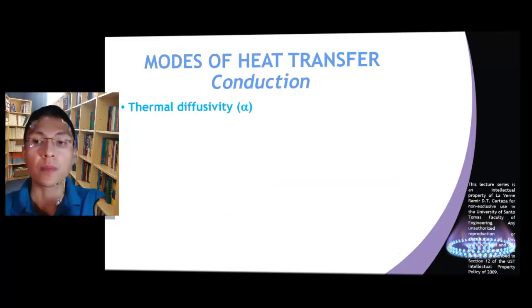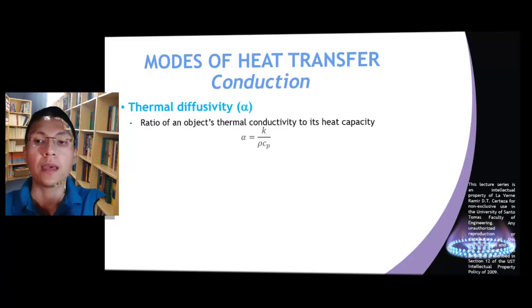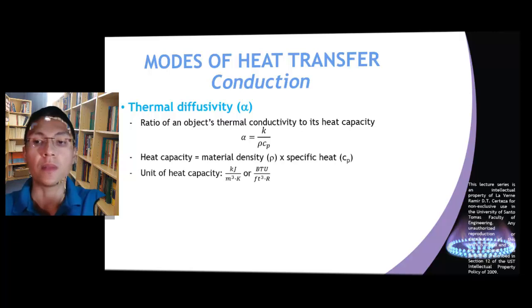The last thermal property that we are going to discuss is thermal diffusivity. It is denoted by the Greek letter alpha. It is defined as the ratio of how fast heat is conducted in a material to how much heat is stored in the material. Heat capacity is a thermal property which is similar in significance to specific heat.